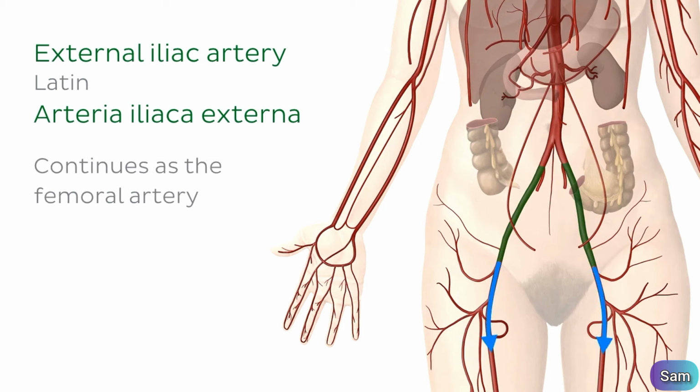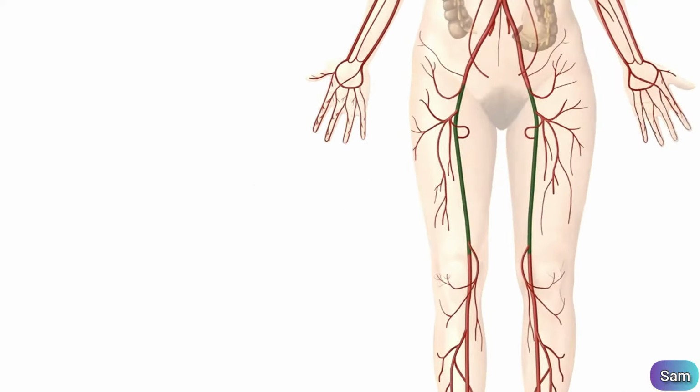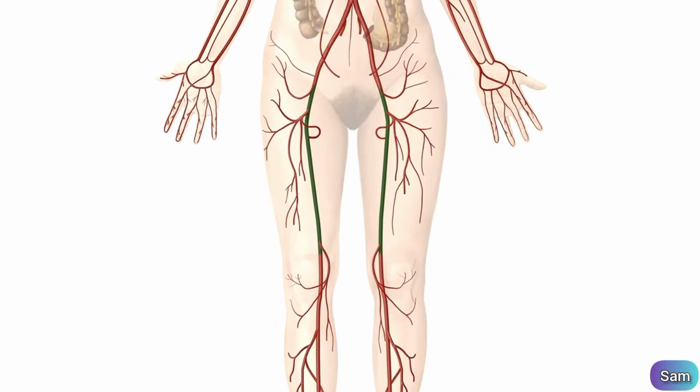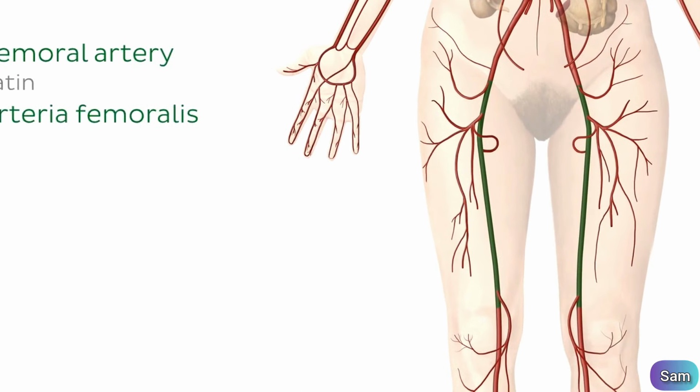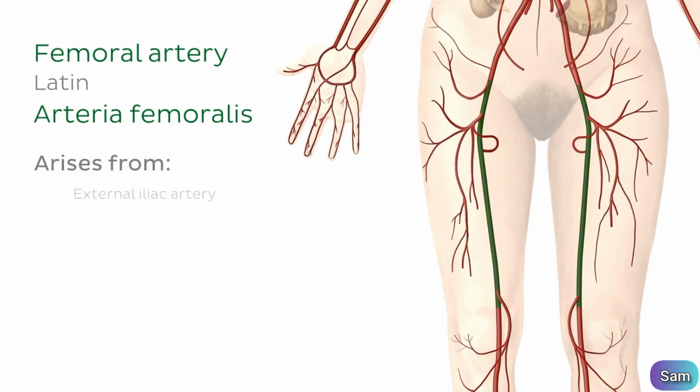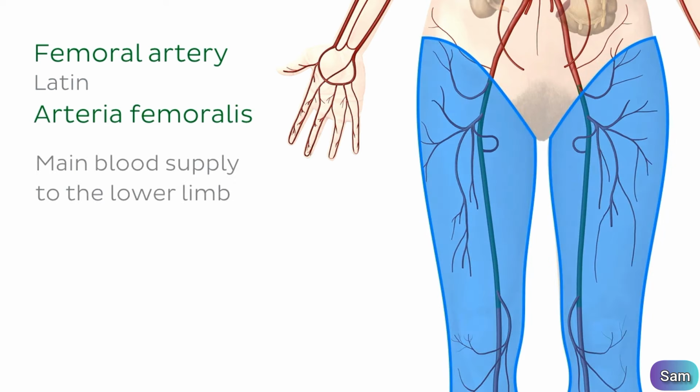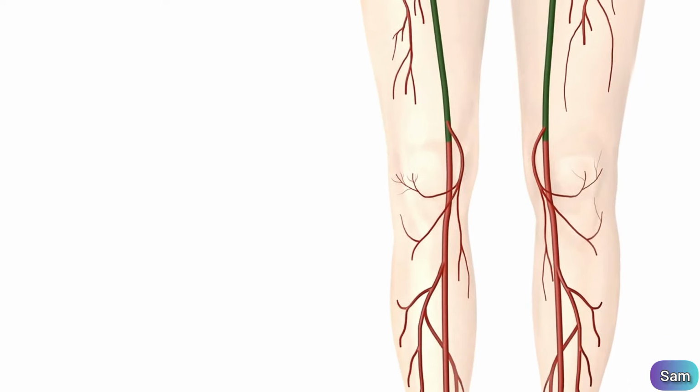Now that we've finished looking at the arteries of the abdomen and the pelvis, let's move on now to talk about the arteries of the lower limb. So we just mentioned the femoral artery in the section just before, and as you can see, the femoral artery arises just here as a continuation of the external iliac artery in the femoral region of the thigh. It's the main blood supply to the lower limb, and it gives off numerous branches before it enters the posterior compartment of the thigh through the adductor hiatus, after which it continues as the next artery in this tutorial, the popliteal artery.